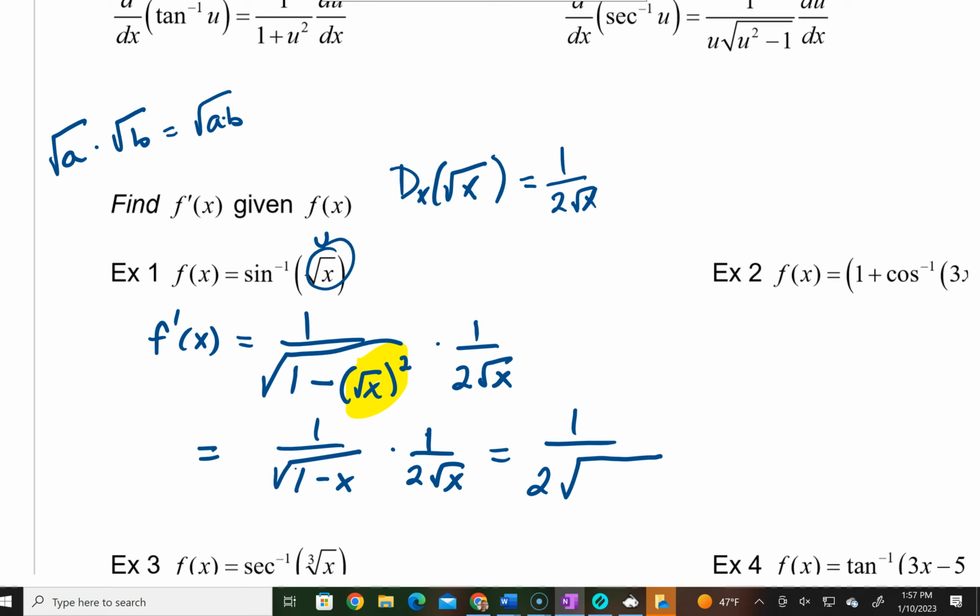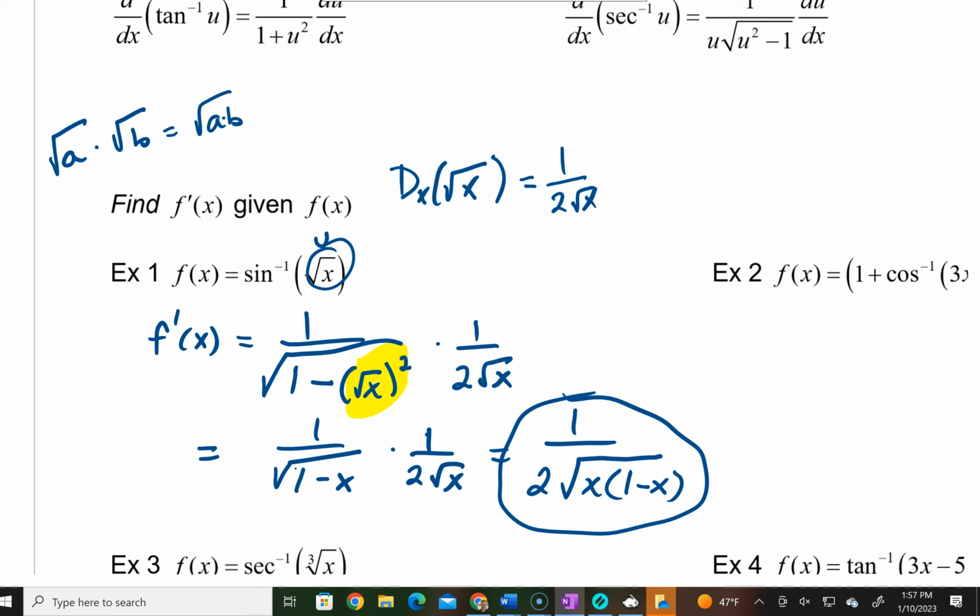What am I getting at? These 2 square roots, it's going to be 1 radical, and then you could say 1 minus x times x, or if you'd like, you could just put the x out in front. There it is. That's the derivative of the inverse sine of radical x.